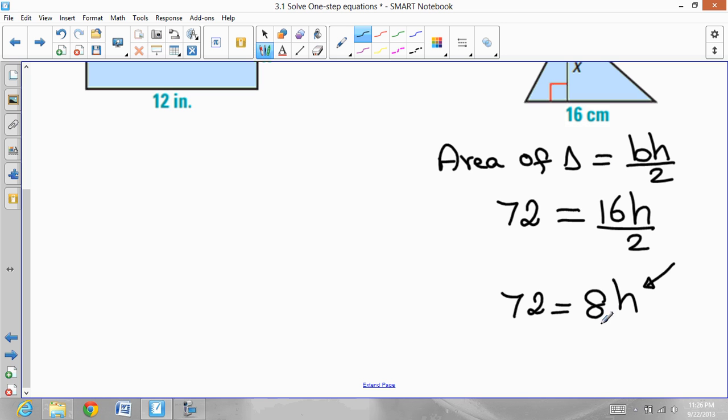So let's do the opposite. Let's divide this by 8 and let's divide this by 8. 8 on the top and 8 on the bottom. 8 divided by 8 gives you a 1. So all you're left with is just an h, and 72 divided by 8 is going to be 9. So the height of the triangle in this case is 9.